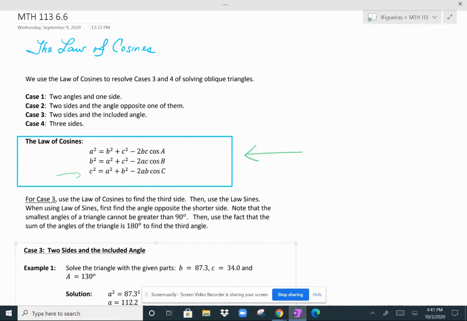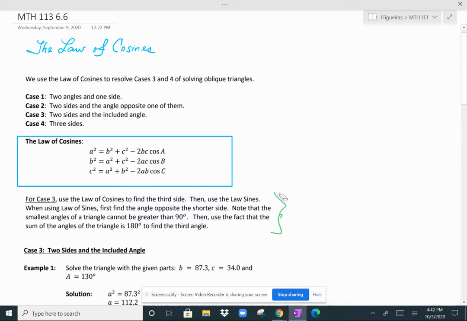We use the law of cosines in case 3 to find the third side, because remember you're given two sides and the included angle. Then we will use the law of sines to find another angle, and finally use what we know about the sum of all angles in a triangle being 180. This is a summary of what you'll be doing in order to solve an oblique triangle, where you start with the law of cosines and you have case 3.